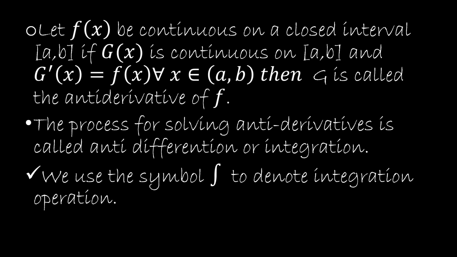If we let a given function f(x) be continuous on a closed interval [a, b], and we have g(x) which is continuous on [a, b], and it happens that g'(x) is the same as f(x) for x in [a, b], then we'll call this g a derivative of f. It's called the derivative of f.